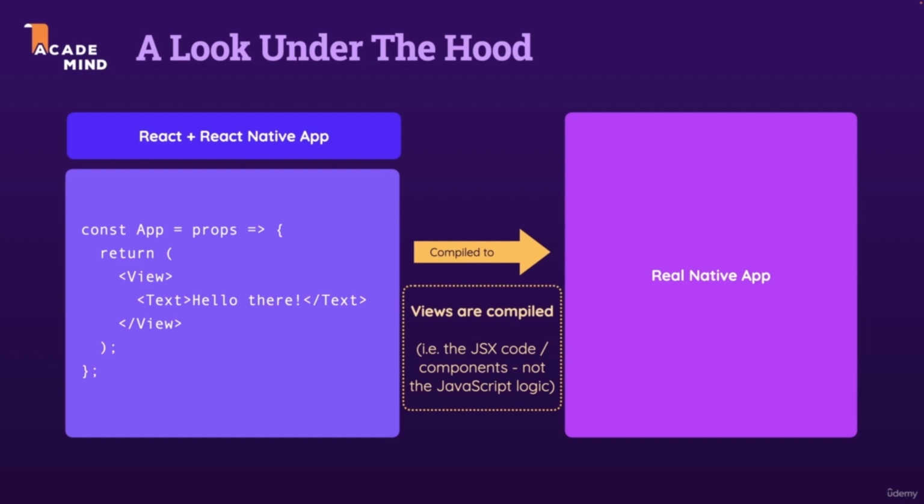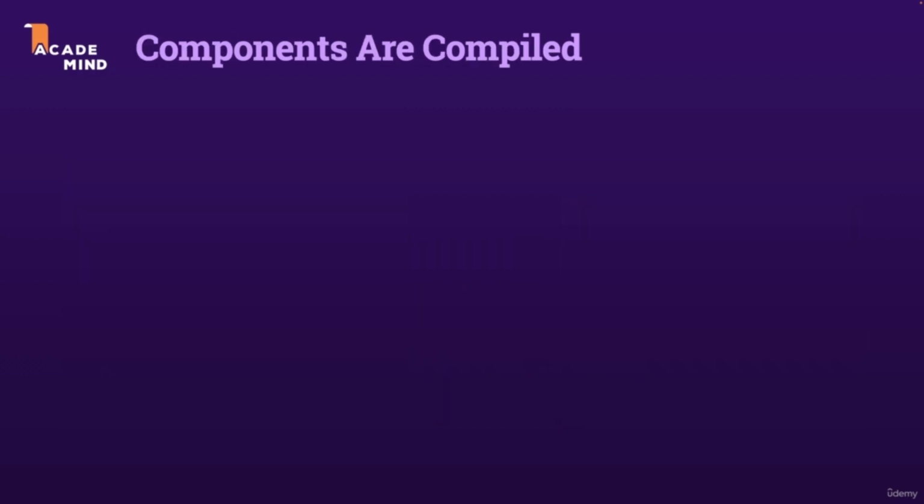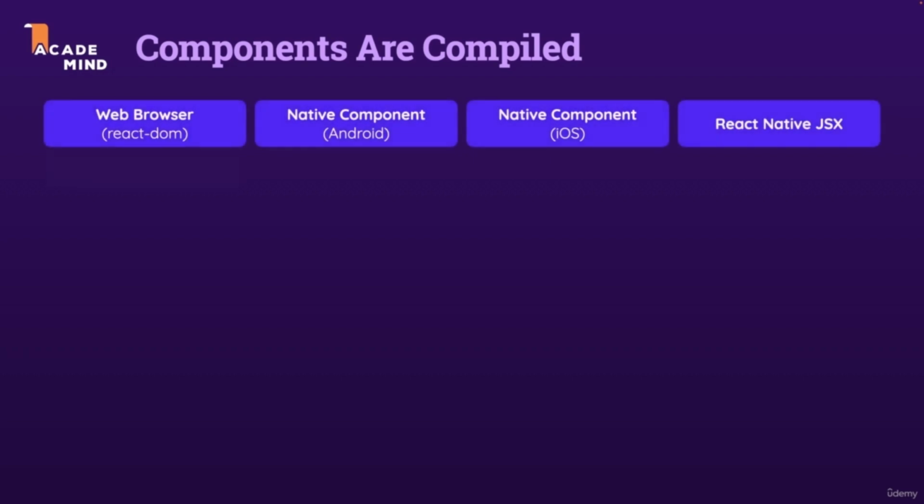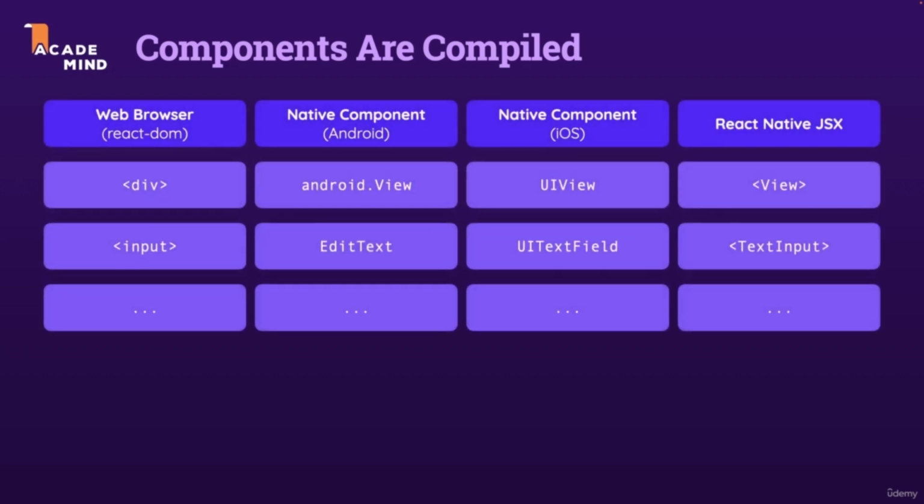I will come back to that in a second. So the components, the JSX elements you use, are compiled to native elements for the respective platforms. And to make this a bit easier to understand, take a look at this comparison table here. Here we got a bunch of elements as we would use them in the browser if we would be using React DOM, and then the equivalents for the native platforms, and then the components exposed by React Native to target those equivalents.